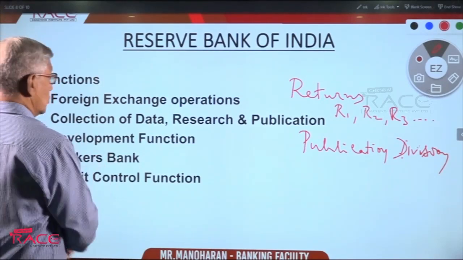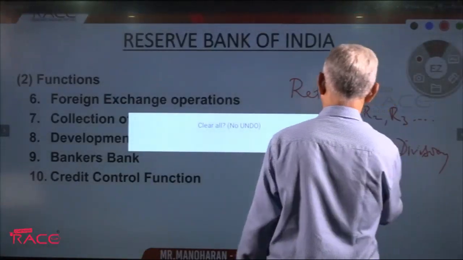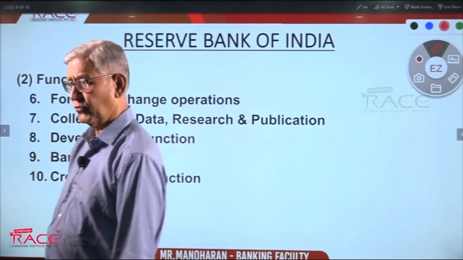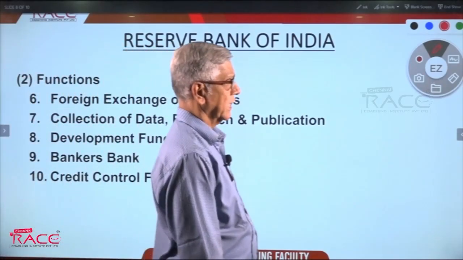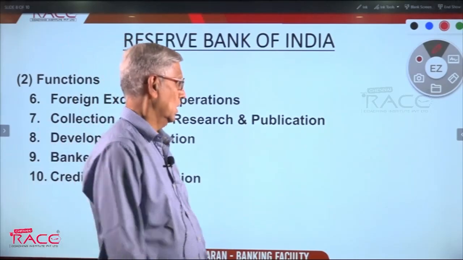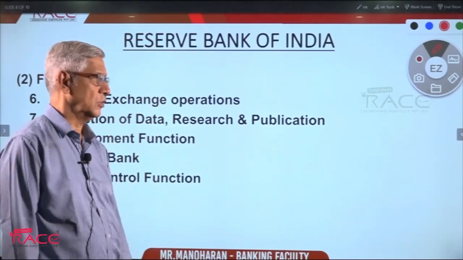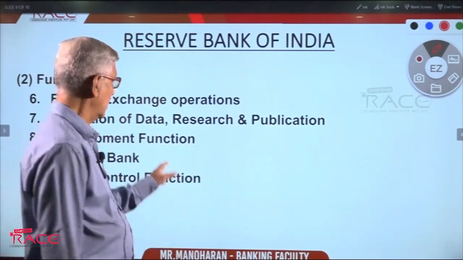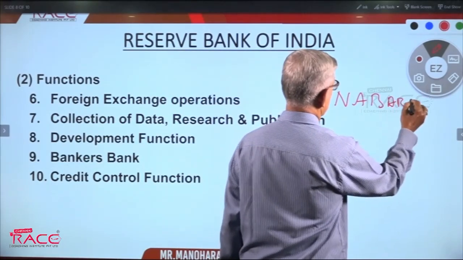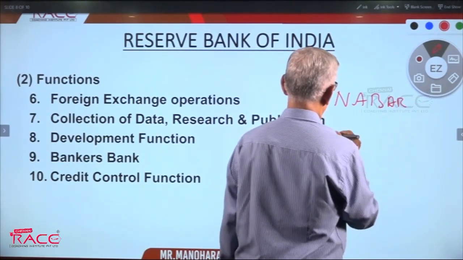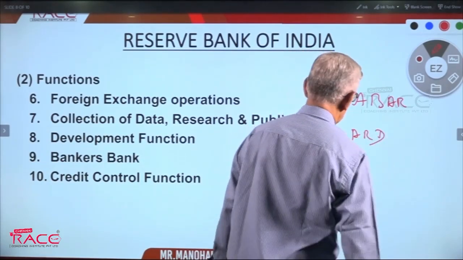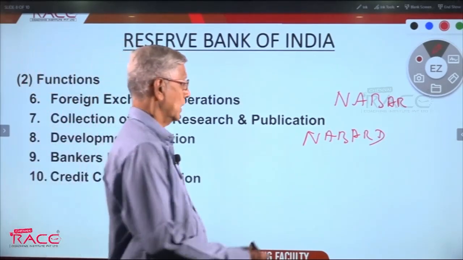And they have a development function also. Development function means commercial banks are providing loans to small and medium enterprises, but large corporates for large projects, specialized nature of projects, it requires finance in a large amount. For that commercial banks, they cannot do that. For that RBI promotes, for example, NABARD, National Bank for Agriculture and Rural Development to promote agriculture.